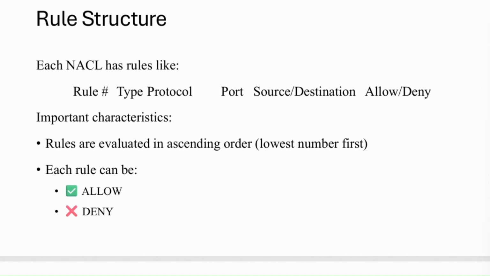Fifth, there is a source or destination. This means where is the data coming from and where it is going to. It could be a specific IP address or any IP address. Finally, there is allow or deny. This means, do you allow this traffic or do you block it? Remember, NACL checks rules in order. The first matching rule wins. If no rule matches, the default action happens.